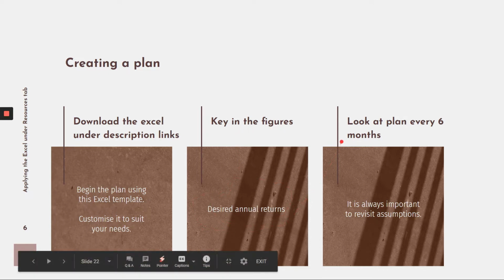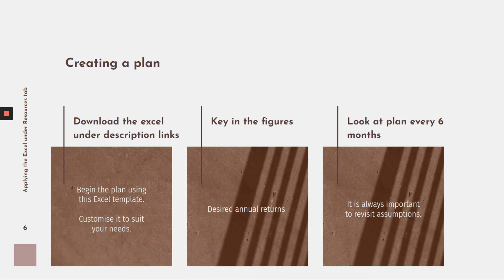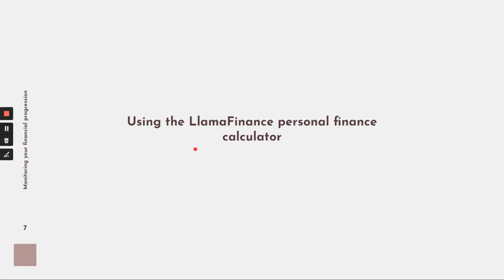And then next, you are to look at this plan every 6 months on where you are, whether your income has increased, expenses have increased or decreased, and so on. It is always important to revisit certain assumptions when you first create this investment plan. I actually prepared a short video to show you the step-by-step guide on how you can use this LlamaFinance Personal Finance Calculator.